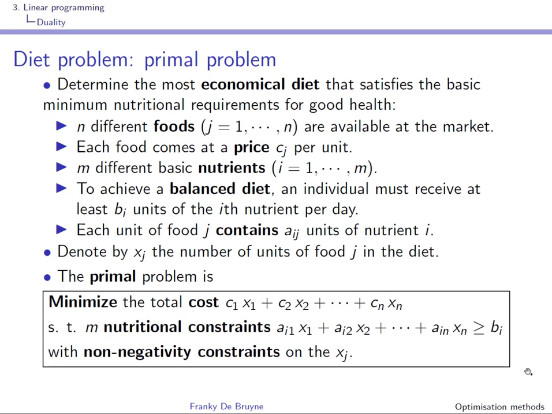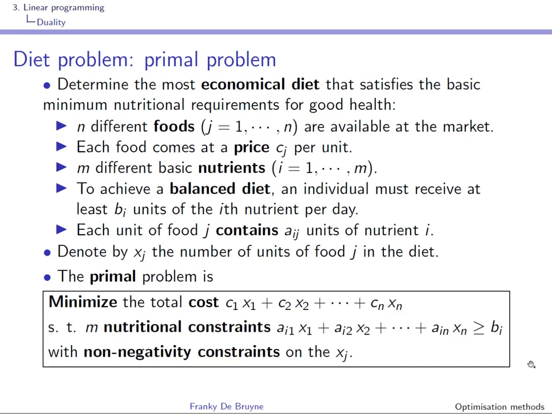In the next subsection, we consider duality. So when we have a linear programming problem, we can consider a dual problem, the original problem being the primal problem. To illustrate this, we'll use the problem that we had considered previously, the problem of the most economical diet. There are n different foods available on the market, with j running from 1 to n, and each food comes at a price Cj per unit.